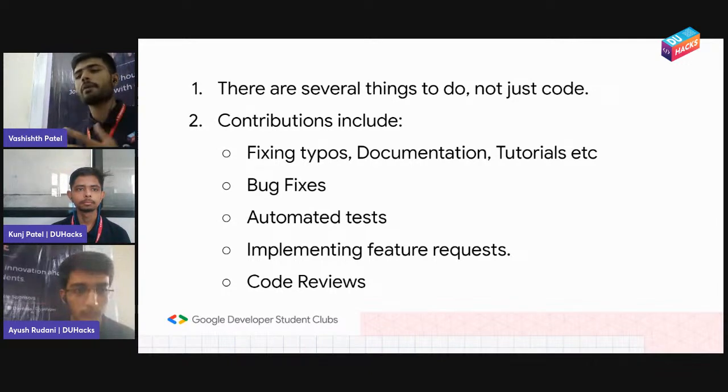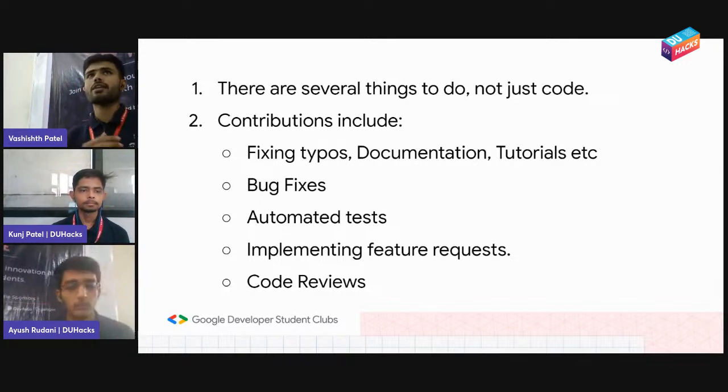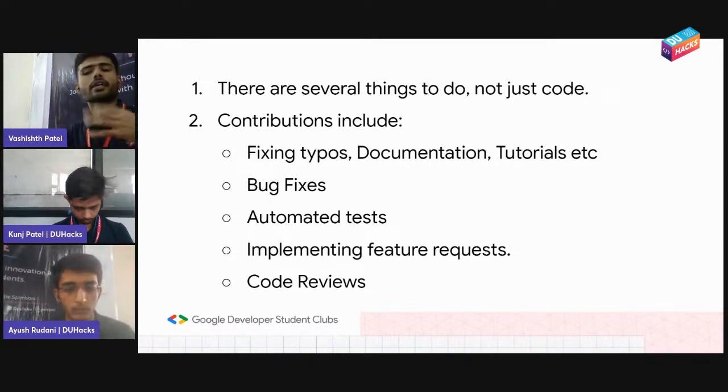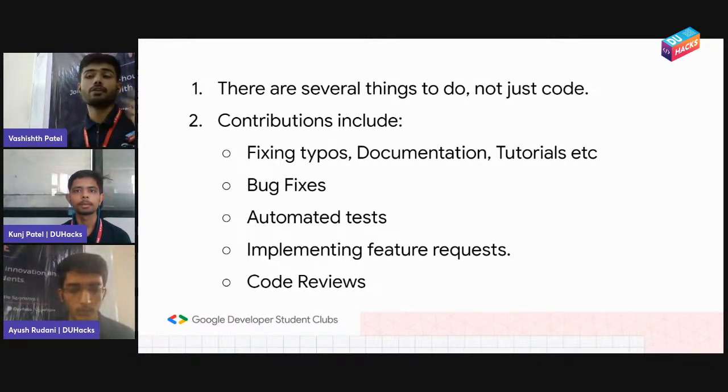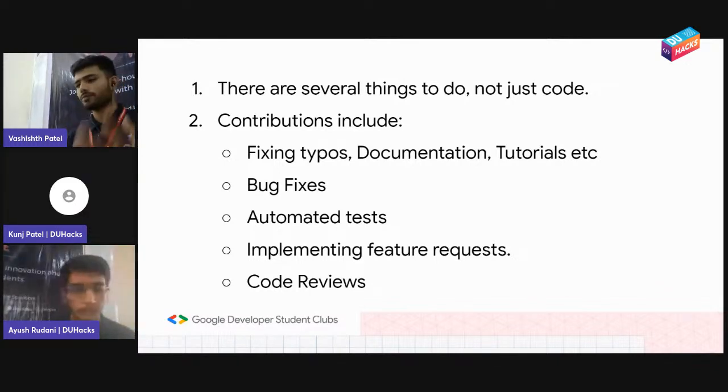Another thing is implementing feature requests. So, that's a cool thing, that you can add new features in the applications, right? And the last thing is code reviews. So basically, once you submit the pull request, the maintainers of that open source software will review your code, right? And only then will they merge it. They will suggest any edits if there are any, right? So that's something which is included in open source, right?